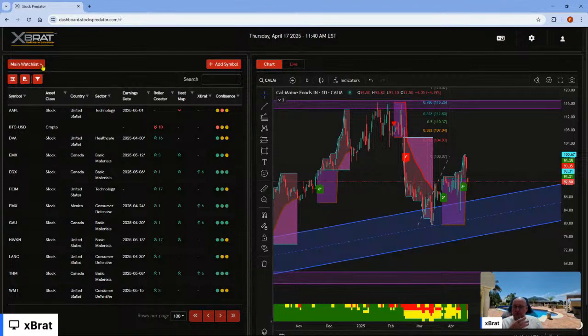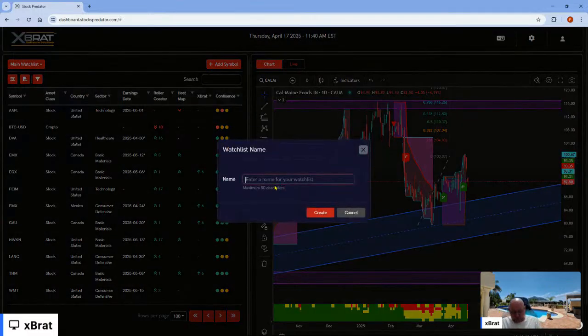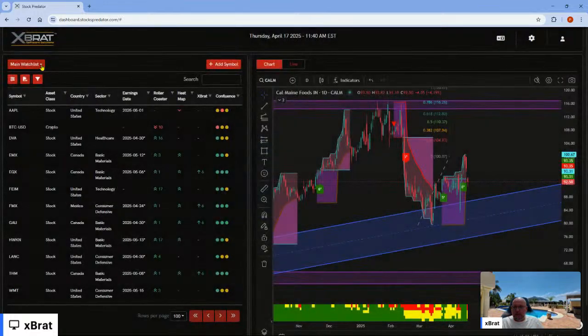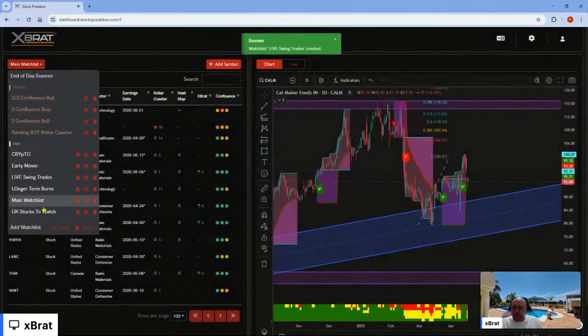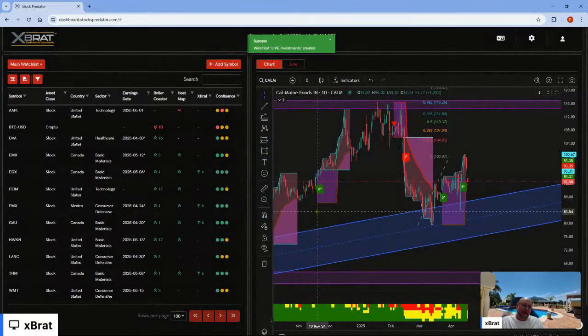One thing you can do is I can literally create another one and put live trades. I'm going to do this properly. So we're going to put live swing trades, create, and then I'm going to do another one, live investments. So the difference between an investment and a swing trade.